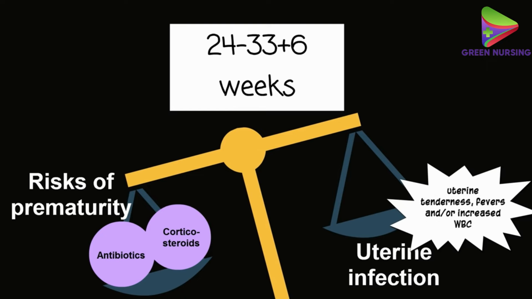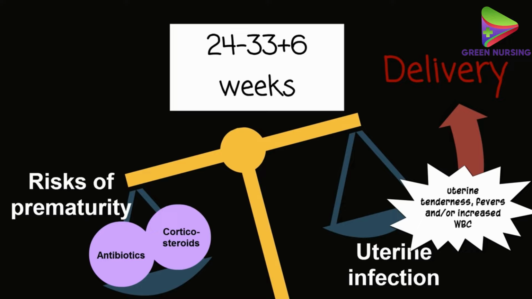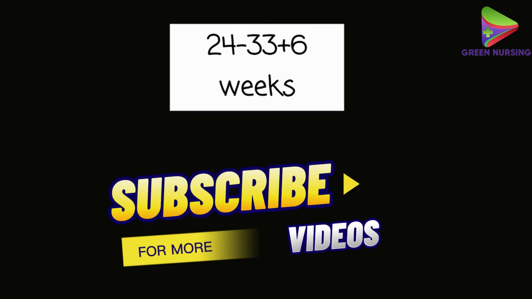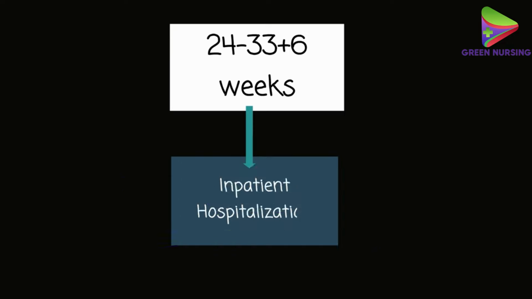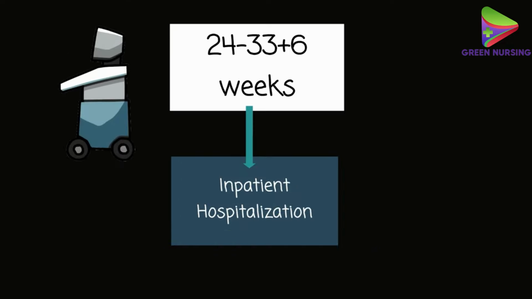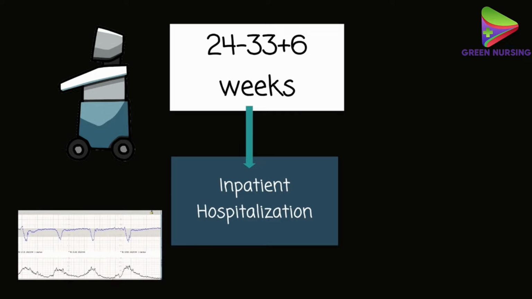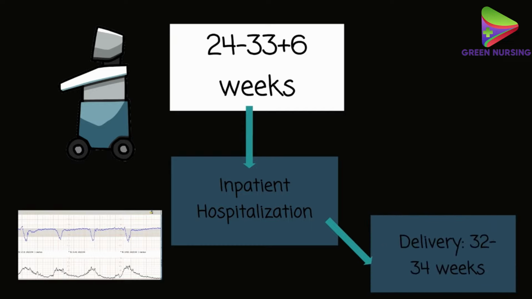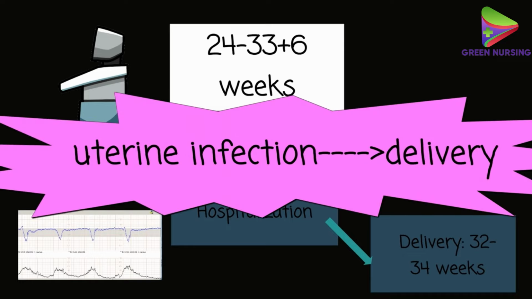If there is an infection present, diagnosed by uterine tenderness, fevers, and/or increased white blood cell count, then delivery needs to be initiated. Assuming that there is no evidence of uterine infection, a patient with PPROM from 24 to 33 and 6 estimated gestational age will be admitted for inpatient hospitalization with ultrasounds to assess amniotic fluid volume and antepartum testing such as non-stress tests. Delivery will be induced between 32 and 34 weeks. Remember again, however, if the patient develops evidence of uterine infection, then delivery will be immediately initiated.